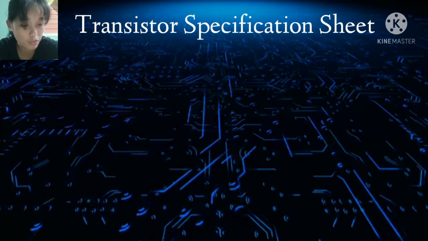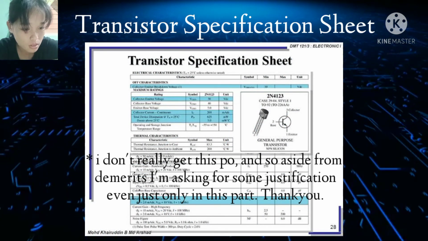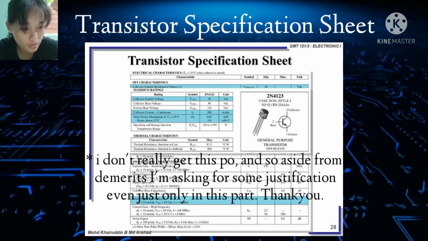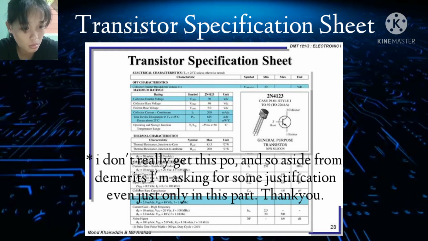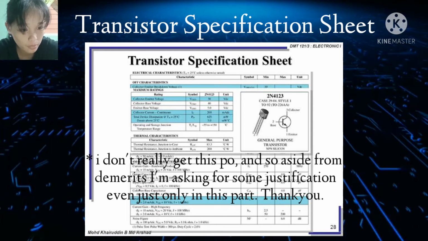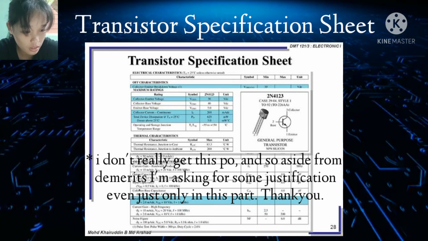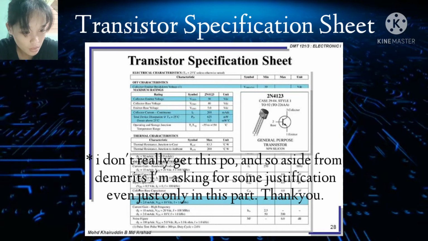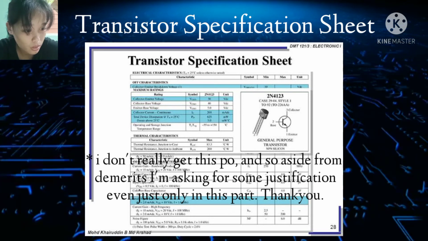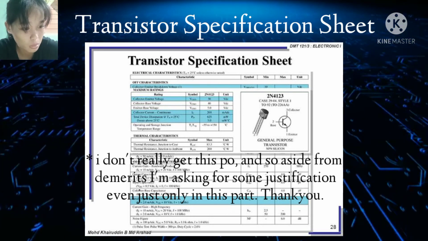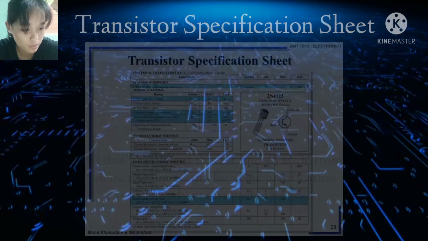Transistor specification sheet. Here is our example for the 2N4123. In the table we have the characteristics, the symbol, the minimum and maximum, and the unit. Here we have the off and the on characteristics. For the off characteristics, for example, we have the collector-to-emitter breakdown. You can see its symbol and its minimum and so on.